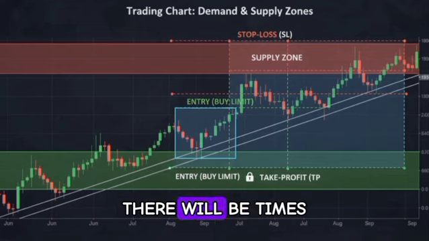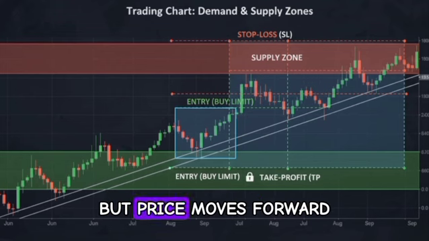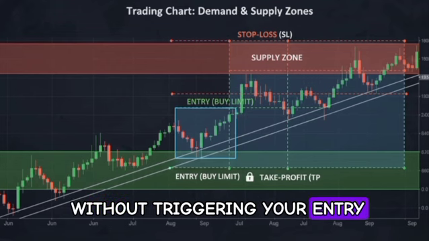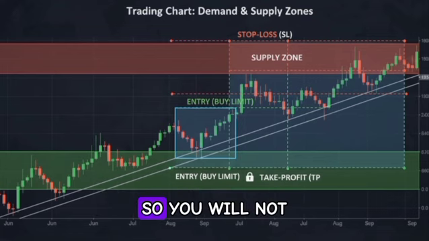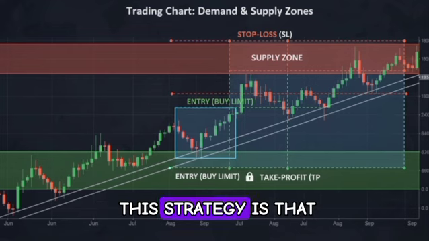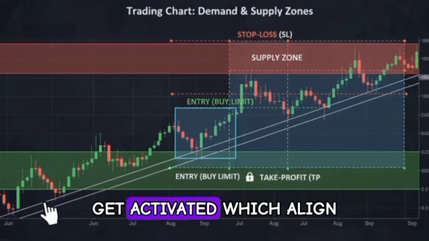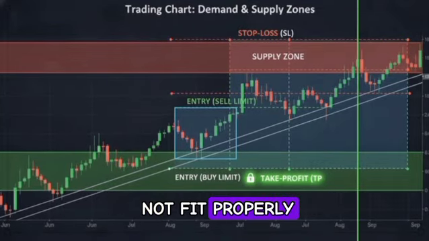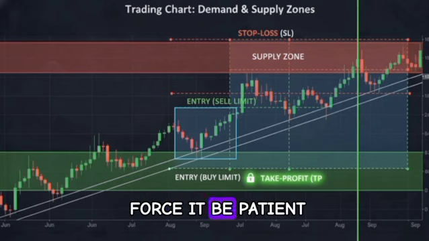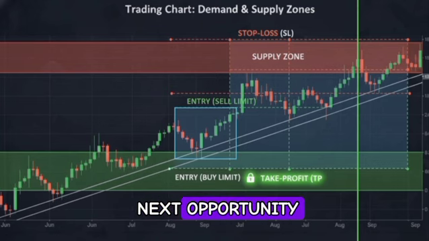But remember, there will be times when you place an order but price moves forward without triggering your entry. This is completely normal because the trade never activated, so you will not incur any loss. The biggest advantage of this strategy is that only those trades get activated which align perfectly with our trading plan. If a setup does not fit properly, do not try to force it. Be patient and wait for the next opportunity.